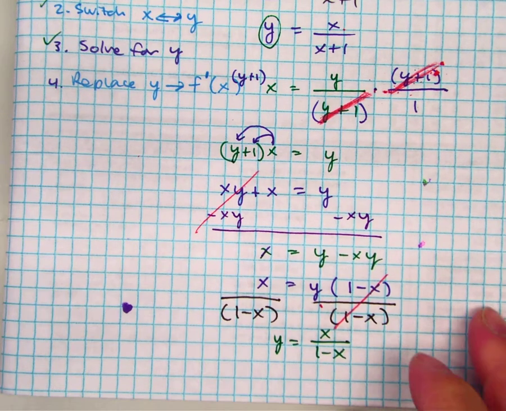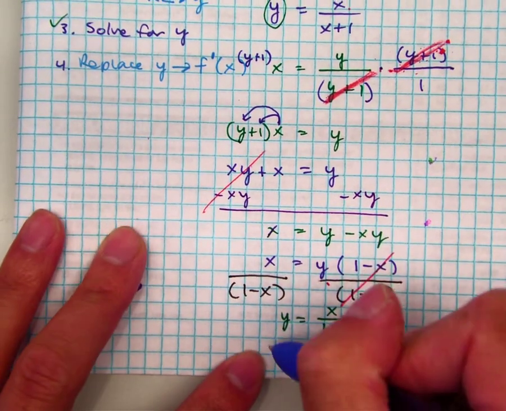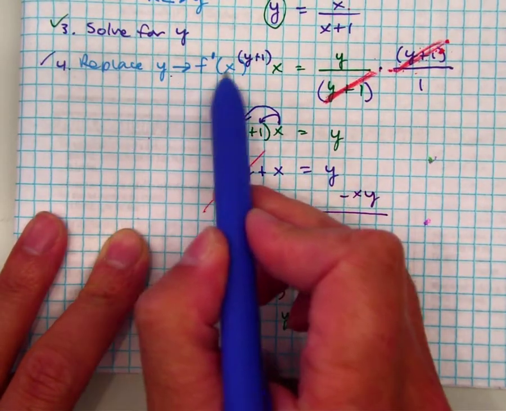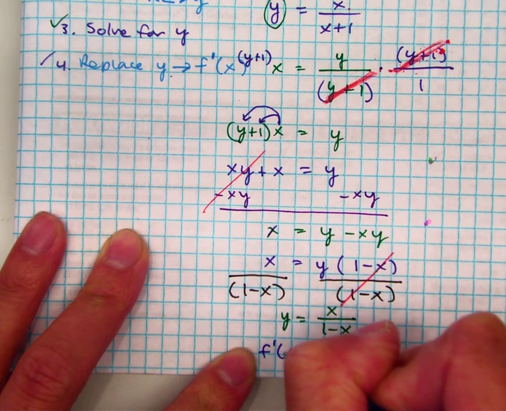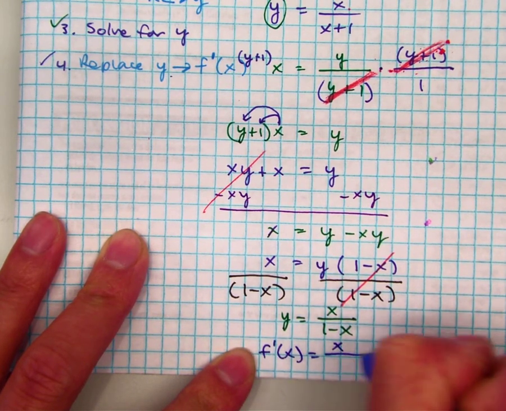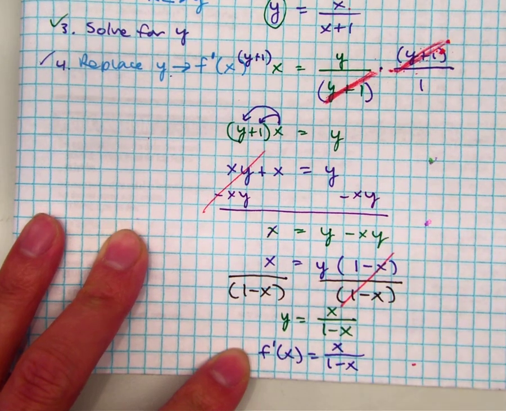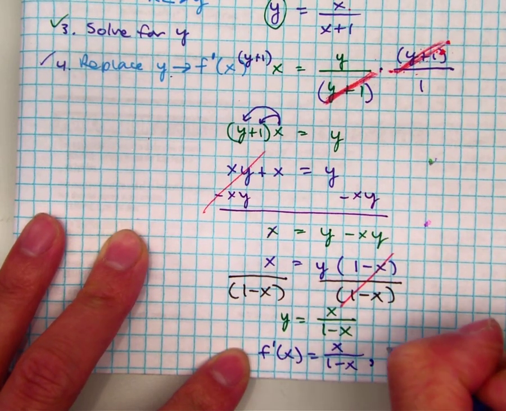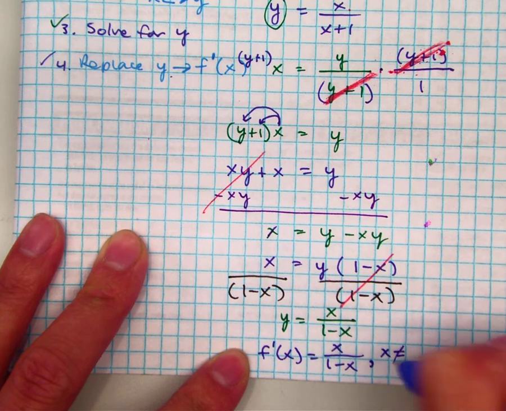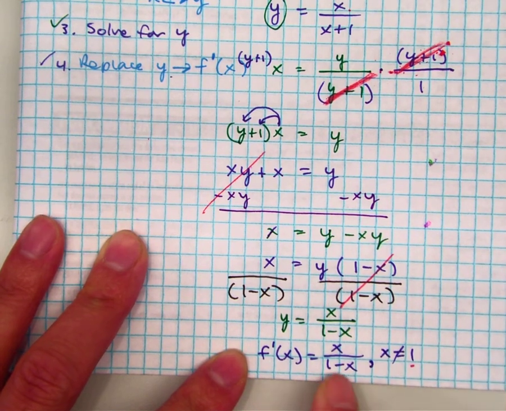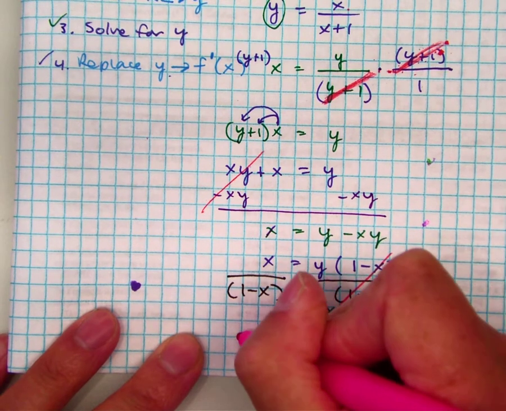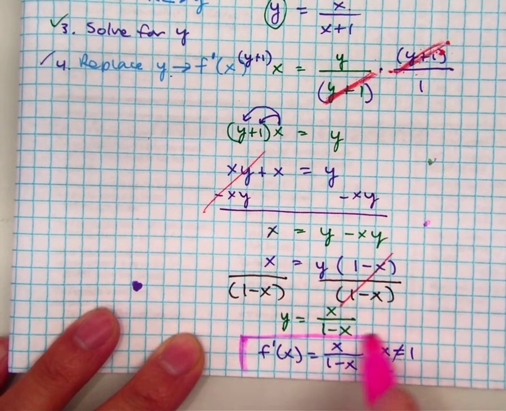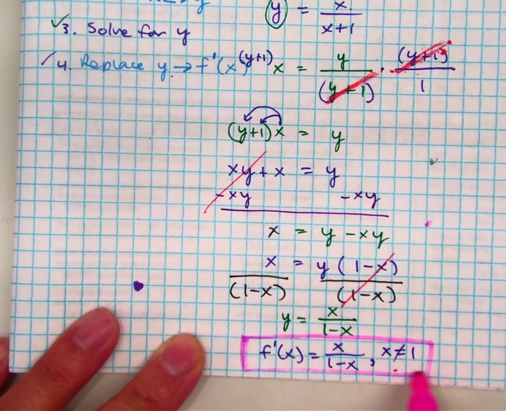And the last thing is we just replace the y with the inverse of x equals x over 1 minus x, and x cannot equal 1 because that would make it undefined. So this is our answer. Make sure to box your answers. Model to you, these should be showing you plenty of work on your paper.